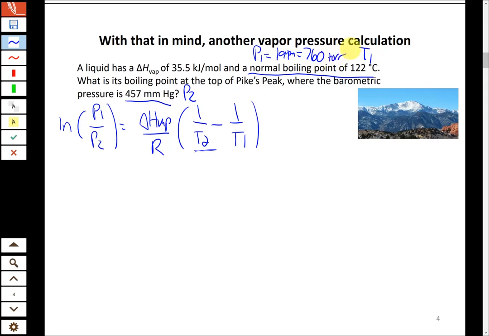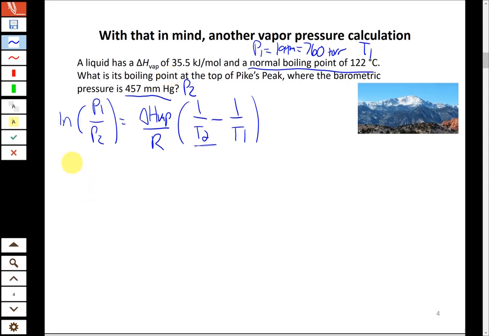So in other words, if we give you the normal boiling point of a substance, that's the temperature at which the vapor pressure equals 760 torr. So we have one set, P1 and T1, from this information, and now we're trying to calculate the temperature at which the new vapor pressure would be 457 millimeters, which would be the atmospheric pressure at the top of a mountain like this. So now we can just start putting the numbers in.